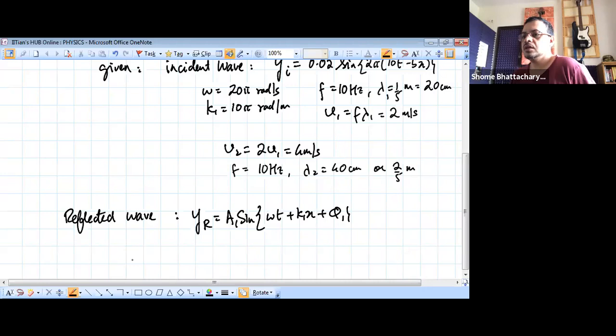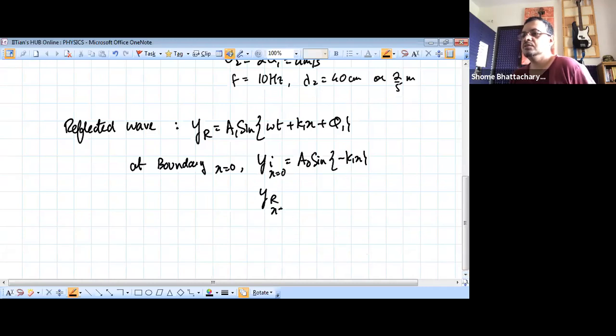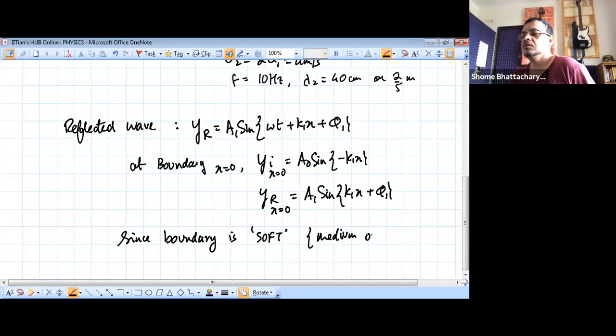Okay, so now at the boundary, which is x equal to 0, the incident wave is creating pulses at the rate of E naught sine of minus k1x. So the reflected wave at x equal to 0 is creating at the rate of E1 sine k1x plus phi1. Now what should happen here is that since the boundary is soft, that is the medium on the other side is lighter. How do we know this? Because V2 is greater than V1.